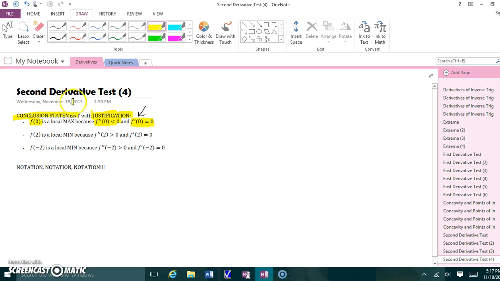f of 2 is a local min because the second derivative at 2, notice I plugged 2 in, was greater than 0, and the first derivative at 2 was 0. And f of -2 is a local min because the second derivative at -2, notice I plugged in -2 and I didn't go around it, I went right at it, is greater than 0. And the first derivative at -2 was 0. Notation is key here. There's a lot of notation going on.